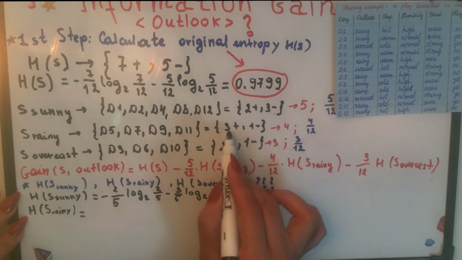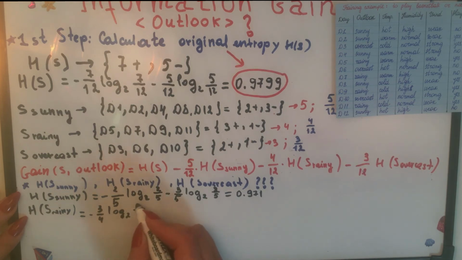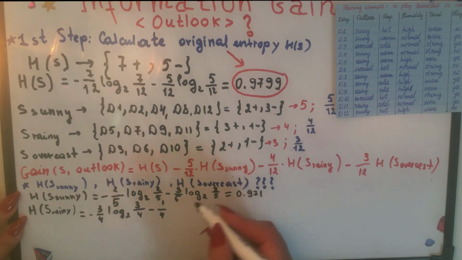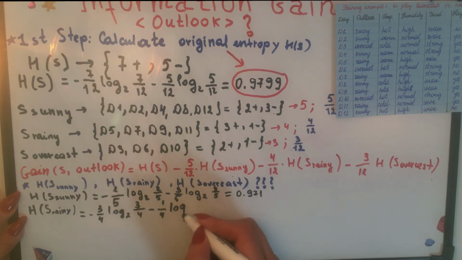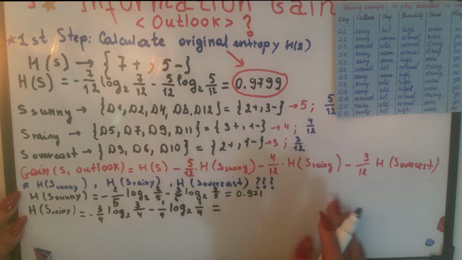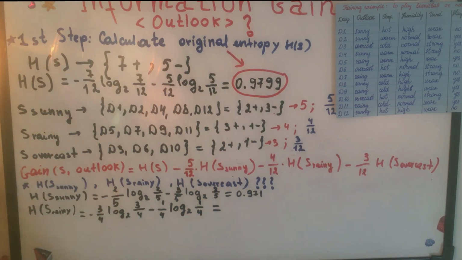H of S rainy equals, so we have totally 3 yeses and 1 no, so equals minus 3/4, because the total number of rainy days equals 4, logarithm 3/4 to the base of 2 minus 1/4 logarithm of 1/4 to the base of 2, and that equals 0.8113.